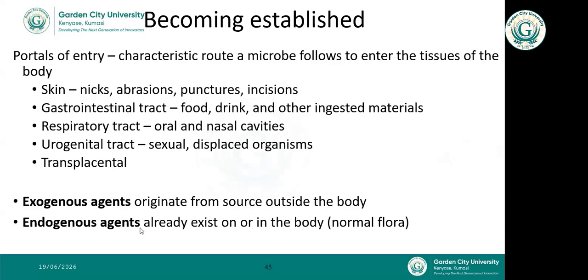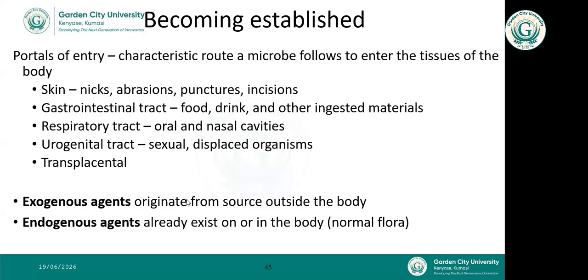So we talked about the endogenous agents, those normal flora that are already present and then ended up causing infections. Exogenous is when you have those from the external part of the host. So they can come through contaminated food, or contaminated drink, respiratory tracts. You have people who have the infection, droplet infection could also occur. So if the organism was not originally present within the body, but it's coming from outside, that is exogenous infection. So that organism is an exogenous agent.